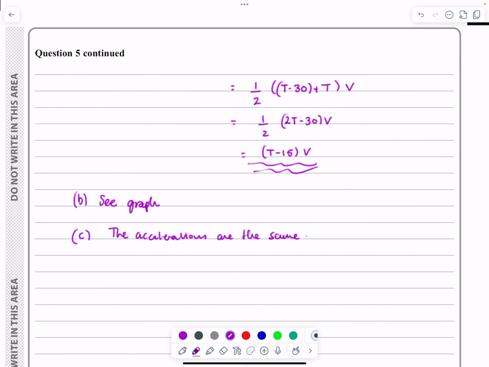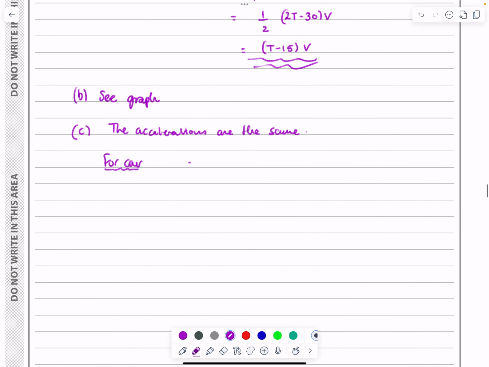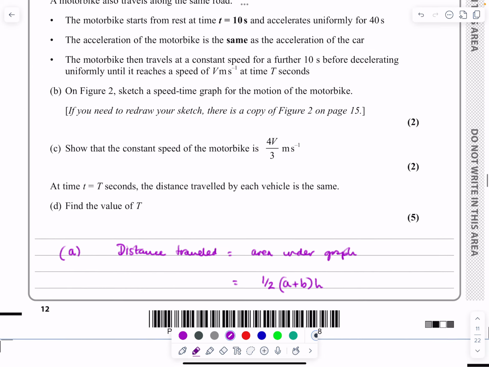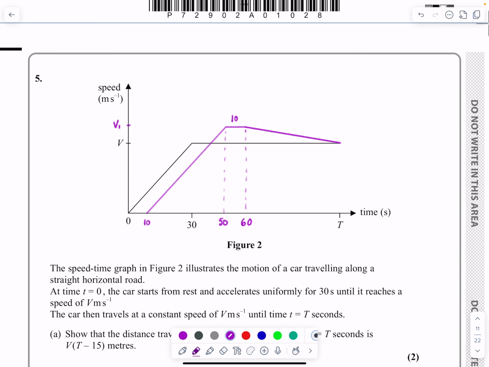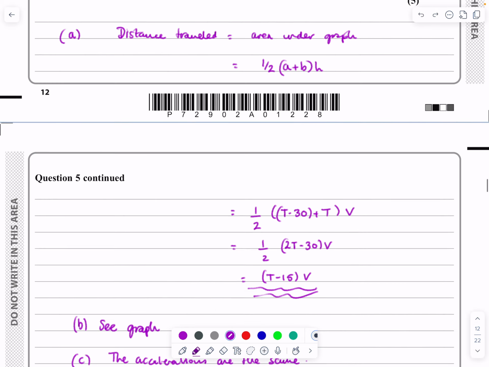So for the car, the acceleration is just given by v over 30, and for the bike, the acceleration is given by that v1 that I just said over 40. Go back and look at the triangle up there. So we've got v over 30, that one over that one, and we've got v1 over 40 to work out those two, and we know that they're the same as each other.